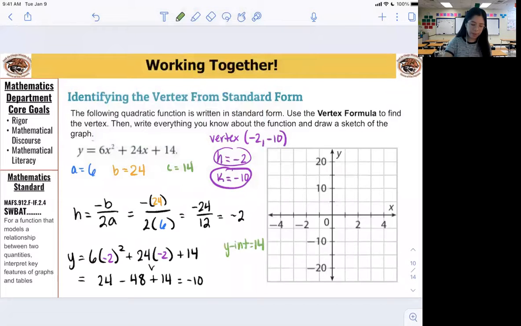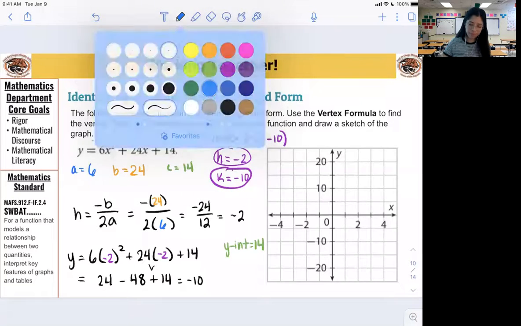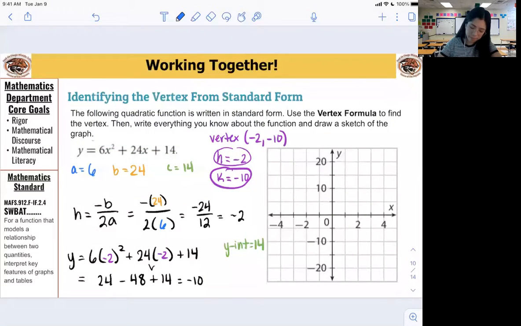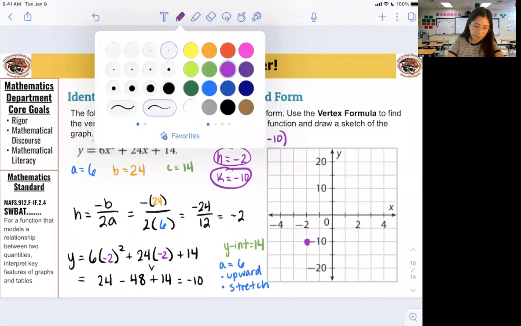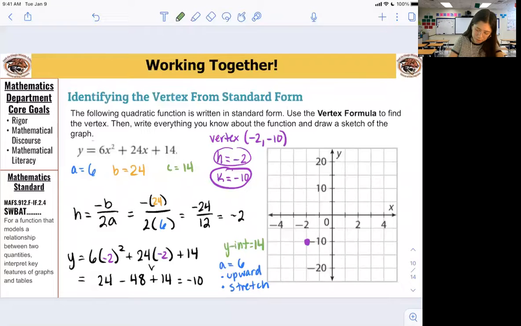Okay, and then finally, A tells you that since it's positive 6, it's going to be a stretch and it'll be facing upwards. All right, let's do it. Negative 2, negative 10 is going to put me right over here. The y-intercept is 14. That's just underneath the 15, so I'll estimate it.